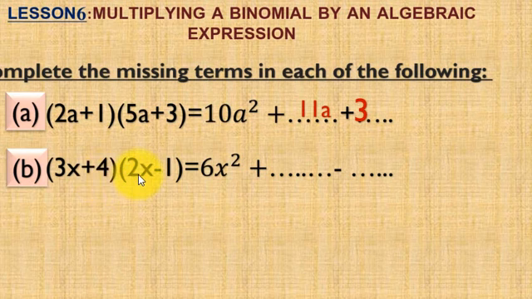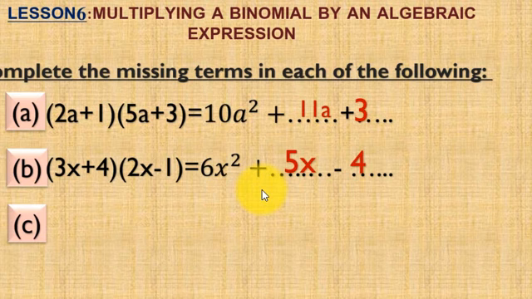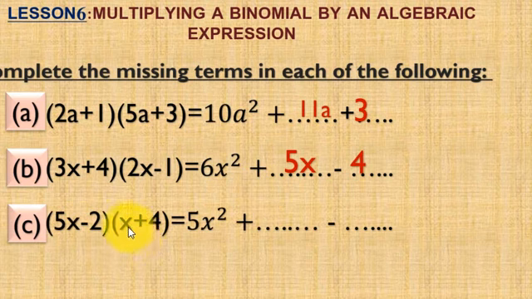4 times 2x equals 8x. 3x times negative 1 equals negative 3x. 8x minus 3x equals positive 5x. At last, if we multiply 4 by negative 1, we get negative 4. So the result is 6x power 2 plus 5x minus 4. 5x times x equals 5x power 2. Then we calculate the product of means and the product of extremes. 2x plus 20x equals 18x.